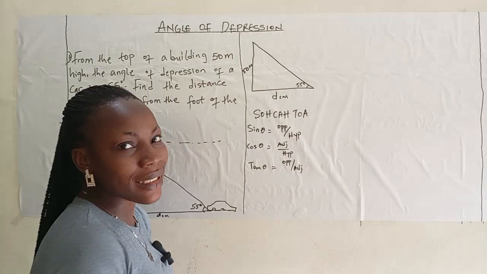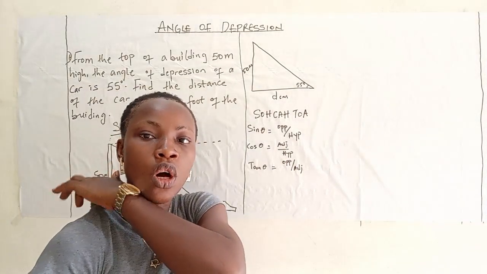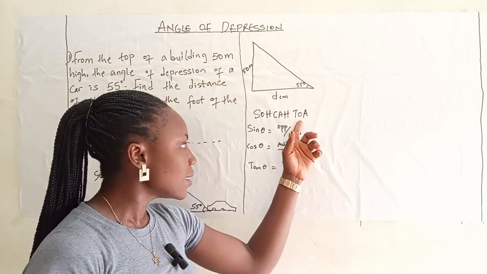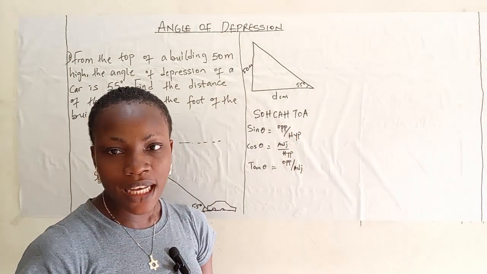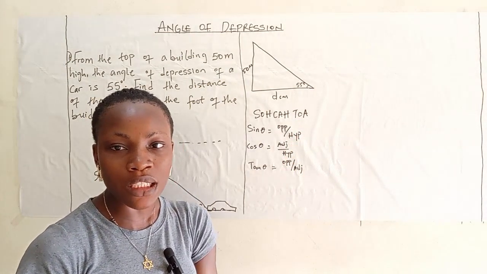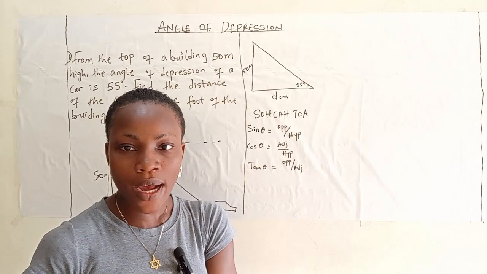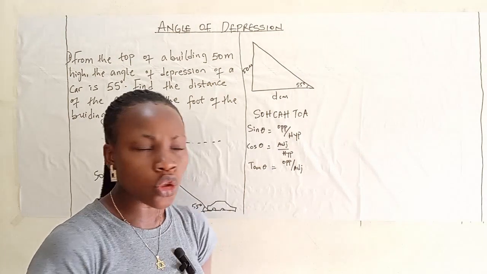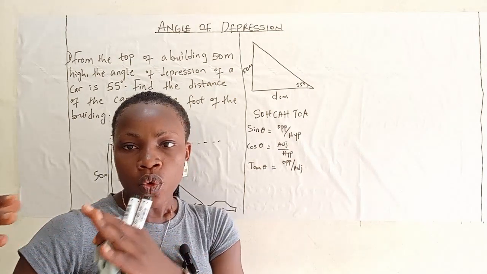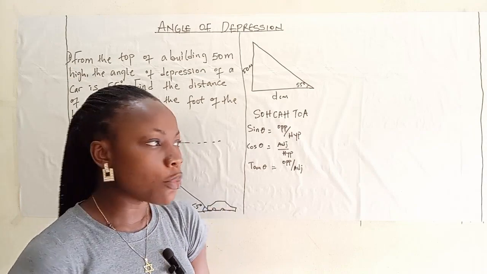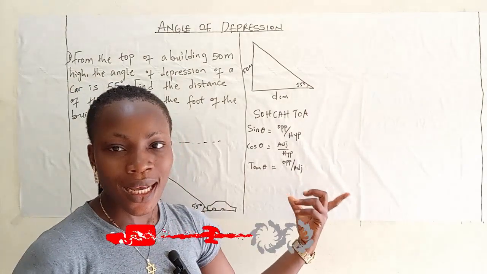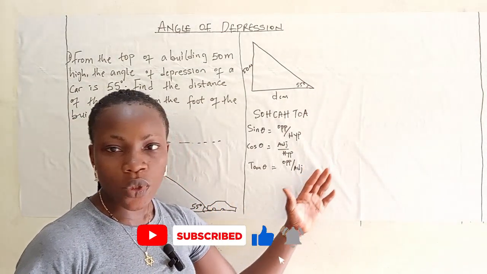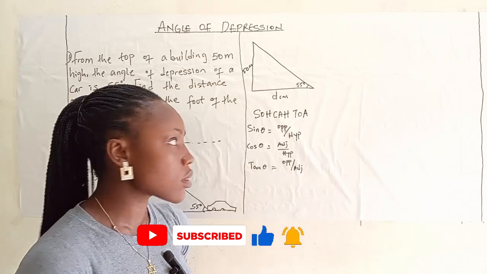And I've explained how to know your opposite side, your hypotenuse side, and your adjacent side in my last video where I talked about angle of elevation. So you can go and watch the video to understand which side is your opposite, which side is your adjacent, and which side is your hypotenuse.